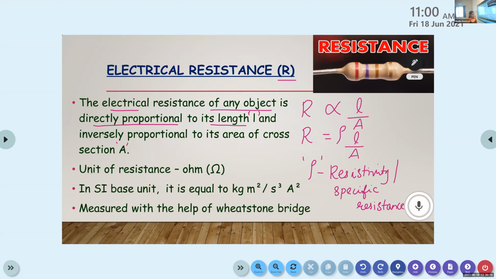R is proportional to L by A, then R equals rho L by A, and rho is resistivity or specific resistance. Now we are using the term resistivity. In this NCERT book, in the coming chapters, you can see that it's resistivity. Earlier, the term specific resistance was used, but now it's resistivity. Clear? And the unit of this resistance is ohm.